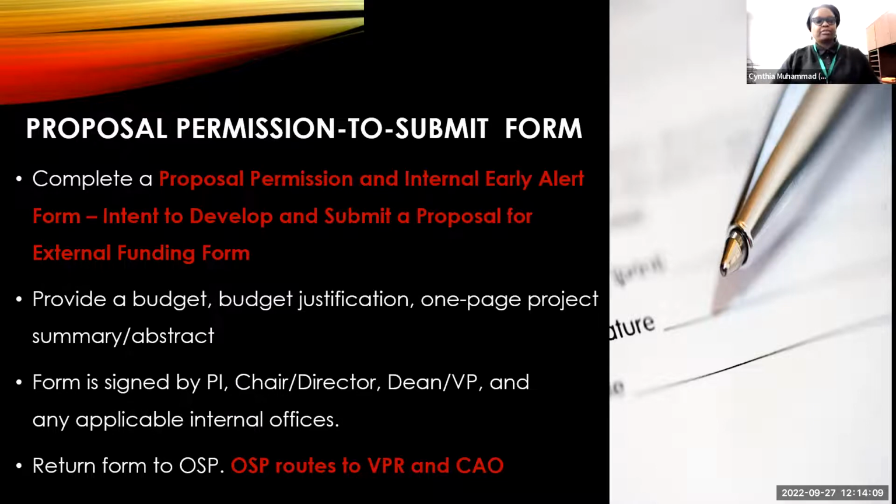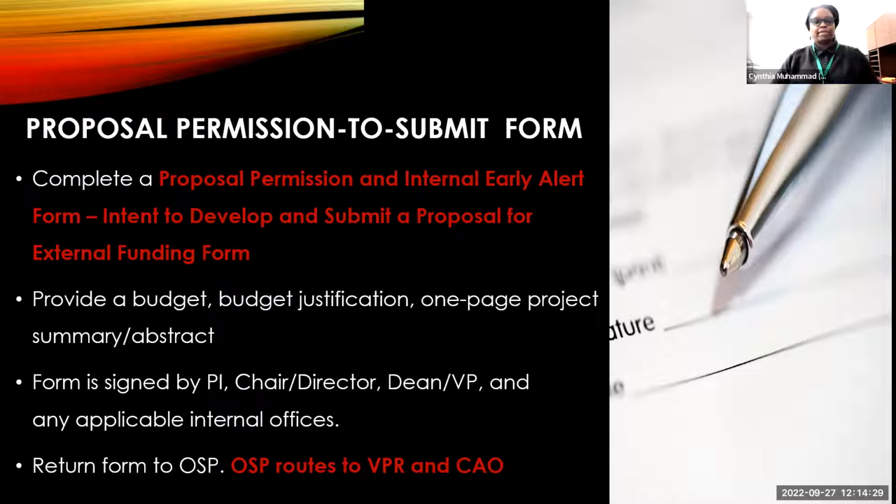So we ask that when you fill out the form, you provide a budget justification, or a one-page project summary or abstract. This document goes through the university and different people touch it. So they just want to see a one-page abstract of what you're proposing. They want to see the budget and budget justification.